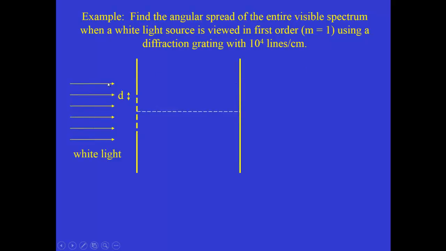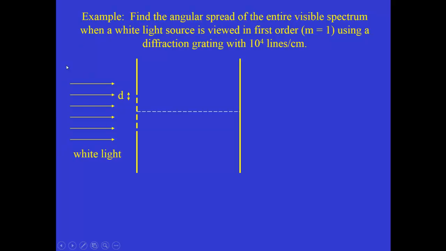Okay, so here's the picture. Once again, it's always a good idea to draw a picture in these problems. I'm only going to show 5 slits, but again, we have lots and lots of slits where the slit spacing, the spacing between 2 adjacent slits, is D.